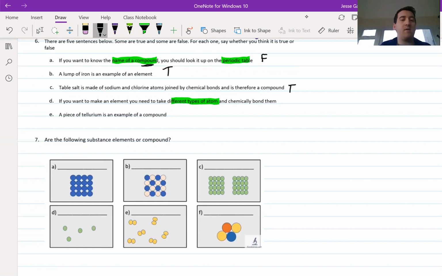That will give me a compound. So if I want to make an element, that is not what I would do. So that should be false. Well done if you said false.